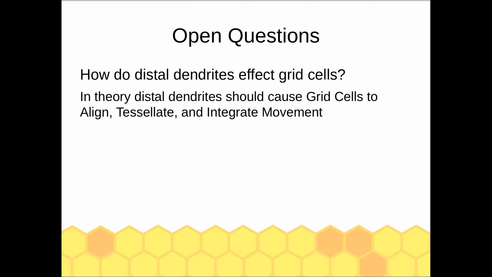The models which I've presented here only have proximal dendrites. The distal dendrites account for the majority of synapses onto neurons. In theory, distal dendrites should cause grid cells to align with each other and to accurately tessellate into a repeating pattern. Distal dendrites are also likely involved in integrating your knowledge of your own movements into the grid cell's activity. However, the details of how distal dendrites interact with grid cells are still murky, and so these things remain hypothetical.